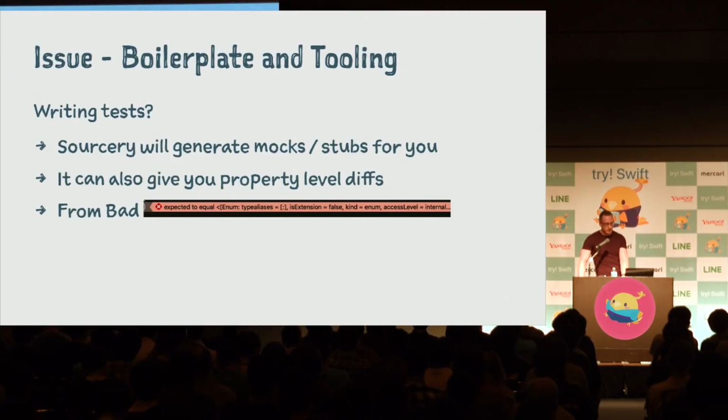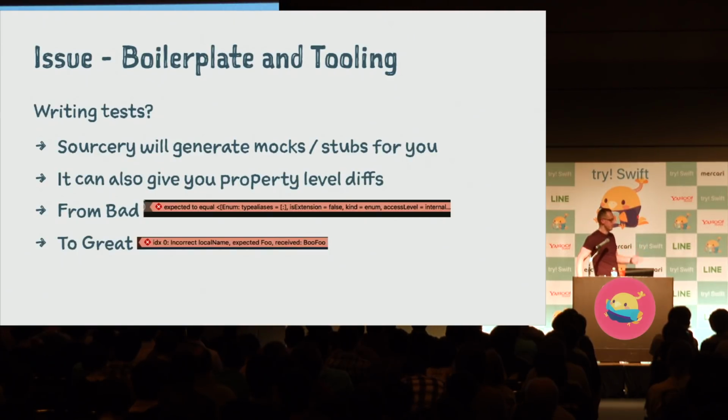So when you use Sourcery, you can go from this, which is terrible, to this, which tells you, okay, there is a variable called local name in your object at first index in an array that's different. And this is the value that you received, and this is the value that you expected. So this gives you property level difference, even in complex objects, arrays, dictionaries, everything. This significantly improves my TDD workflow. I cannot even describe how this made me more efficient. I wrote Sourcery for the tool itself, and it saved me so much time. It's just ridiculous that Xcode doesn't do it for you.